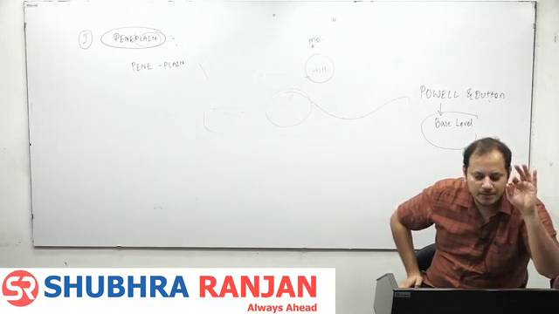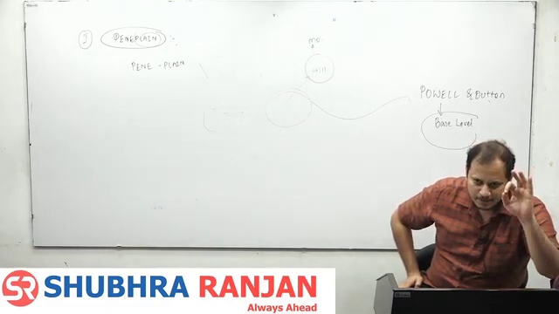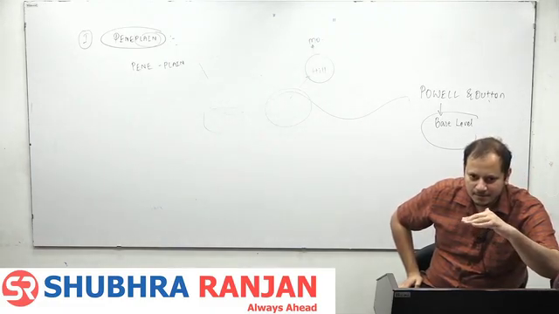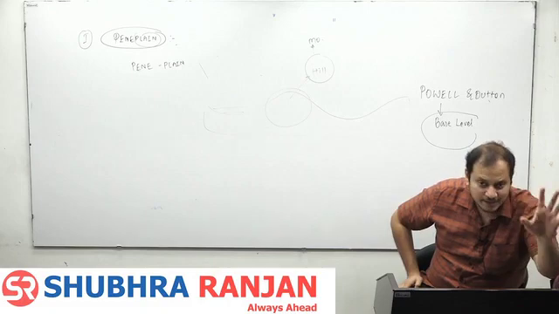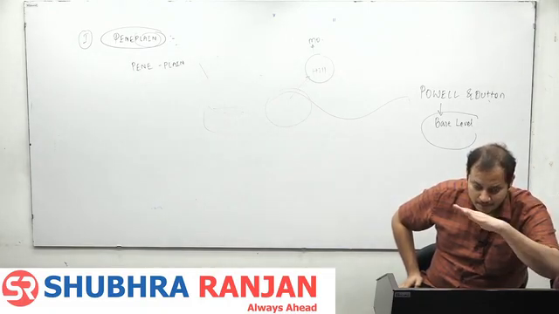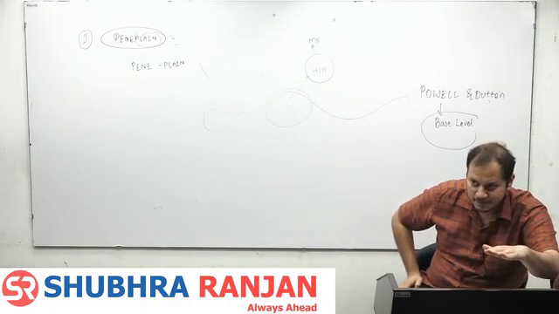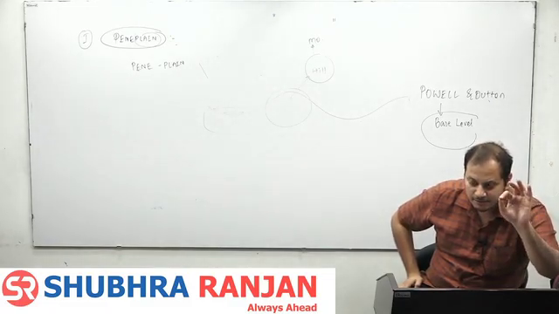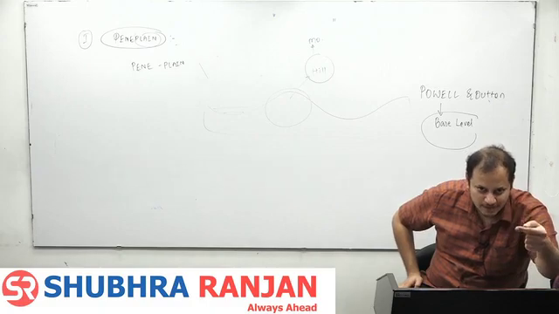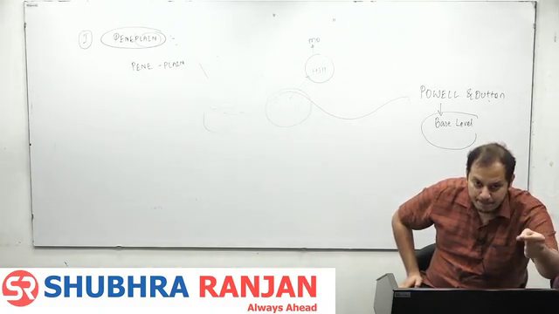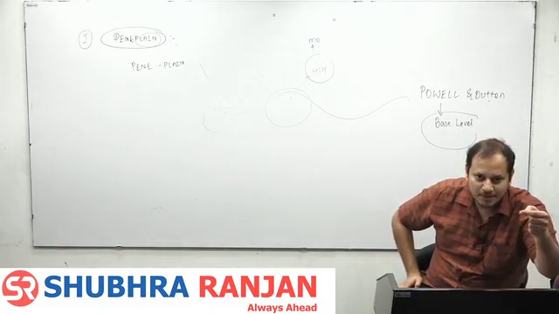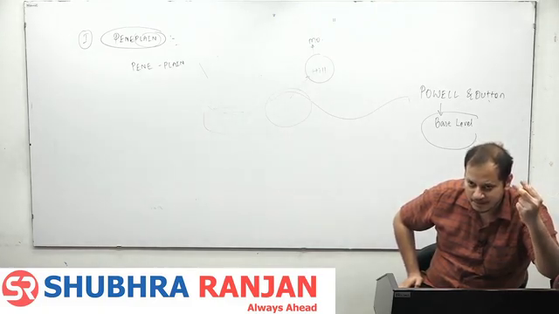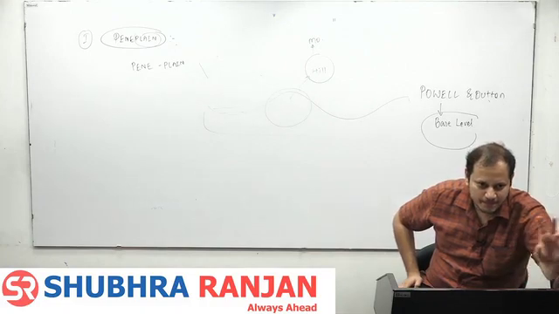Yaad rakhna ye key point. Davis ka peneplane can be further made flat. At the end of a peneplane cycle, there'll be only flat relief, like the Great Plains of India. So it is the near end product, not the final stage. Final se ek pehle. Penck ka pediplane is the end product. Ye hai farak between Davis and Penck, in the pediplane versus peneplane.